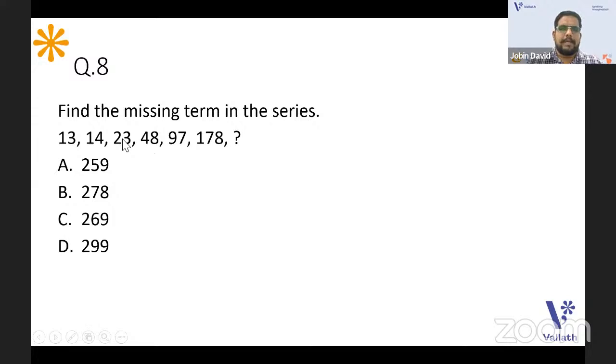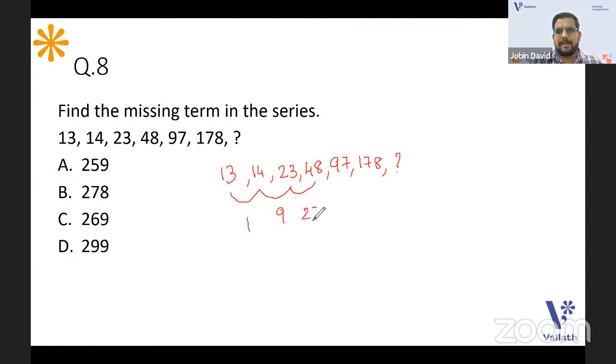Next, going to the 8th question. Find the missing term again. We have a series: 13, 14, 23, 48, 97, 178, and then a question mark. It's an easy one. Just take the differences. Going with the subtraction, 13 to 14 is 1, 14 to 23 is 9, 23 to 48 is 25, and then 49.